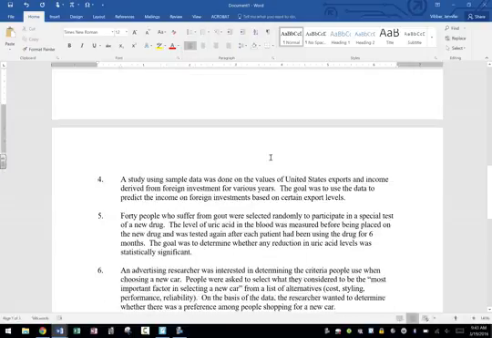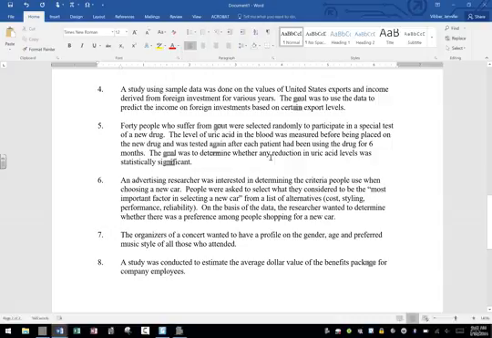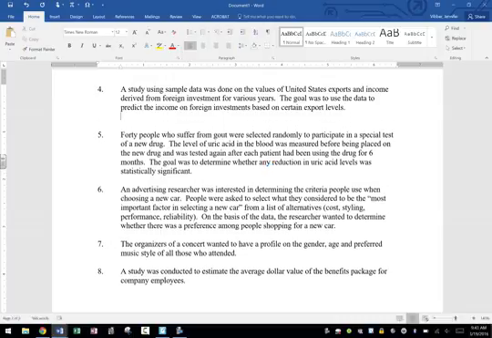All right, let's see. A study using sample data was done in the United States, exports and income derived by foreign investment. The goal was to use the data to predict the income on foreign investments based on import-export levels. So if I'm doing any kind of prediction, I want to use the data to predict other data I don't know about.